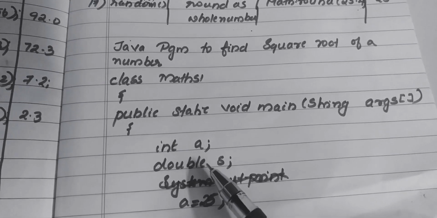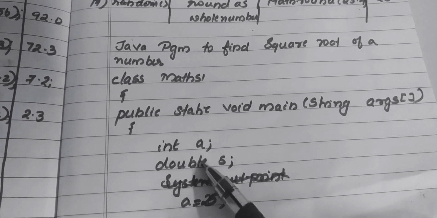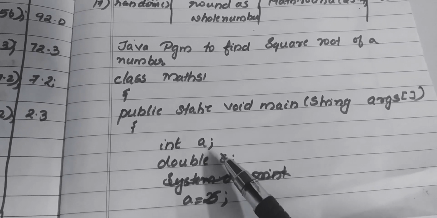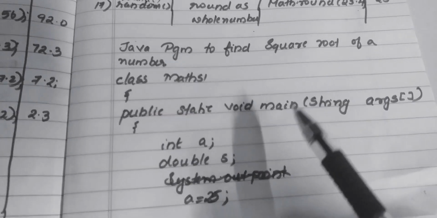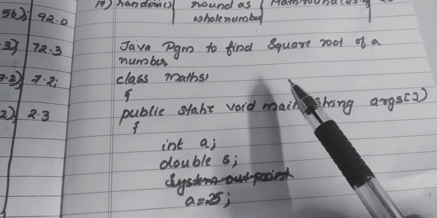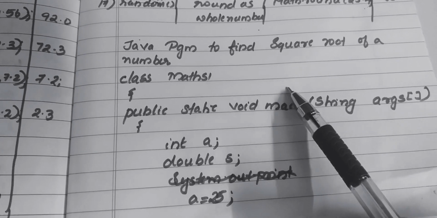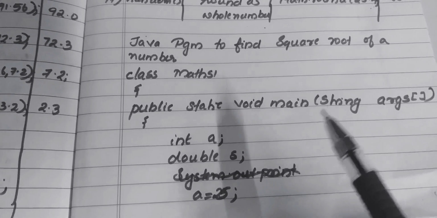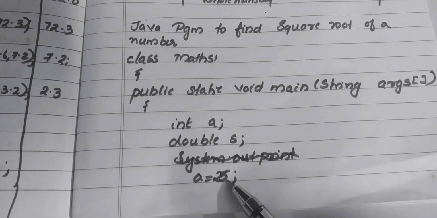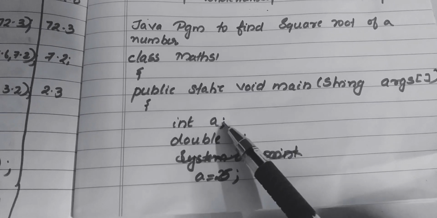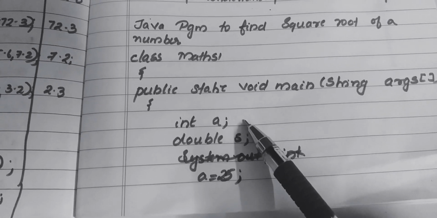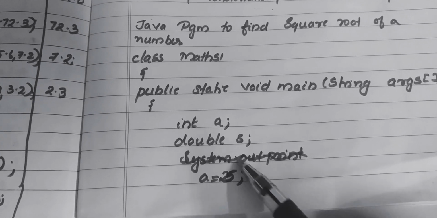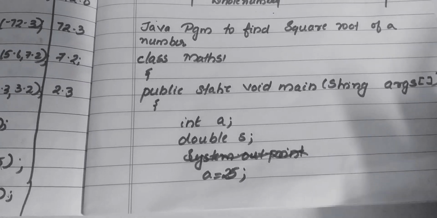Clear? The next line, we want the final result, isn't it? I am going to store my final result in the variable s. Since we are using these math functions, the result is of double type, so declare the data type as double s. Here I declared a equal to 25. You can write a equal to 25 or int a equal to 25. Both are right. We want to find the square root of 25.